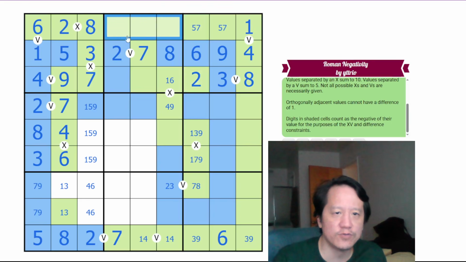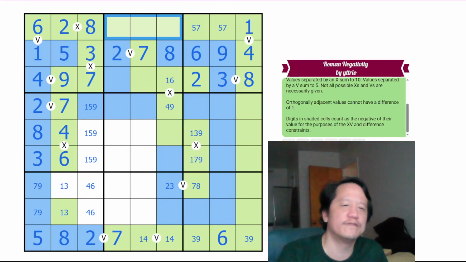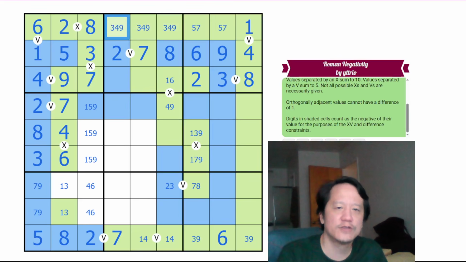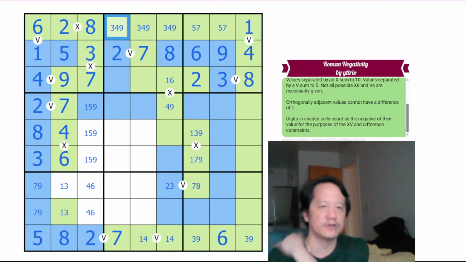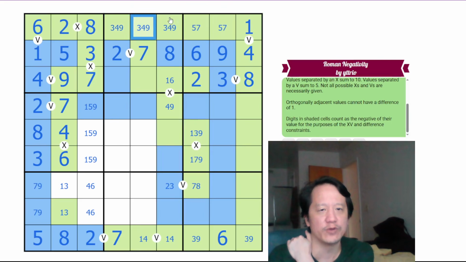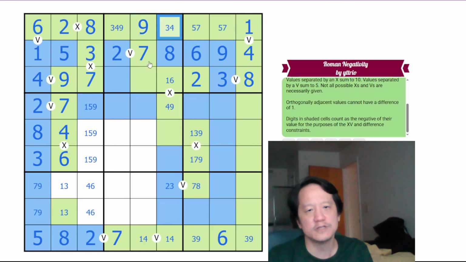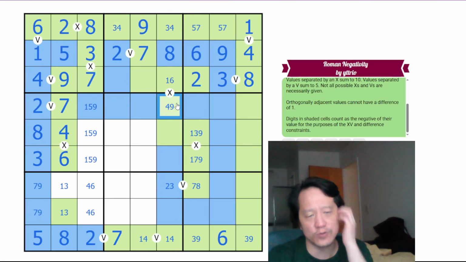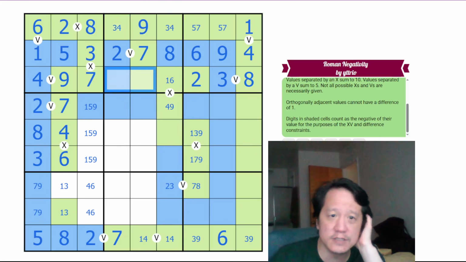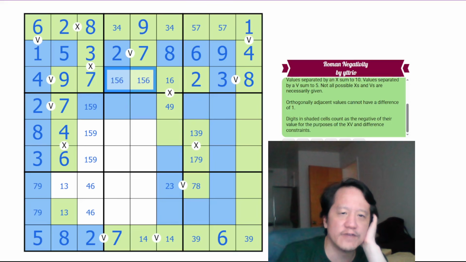Remaining digits of row 1, we have 3, 4, and 9. 3 and 4 are consecutive with each other, so if they were here, they would be adjacent. They would share an edge with the other 3 or 4. So this cannot be 3 or 4. It's 9, which is next to 3 or 4 here and 3 or 4 here. Remaining digits of row 3 are 1, 5, and 6.